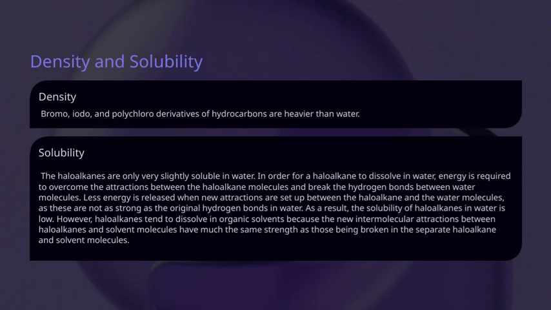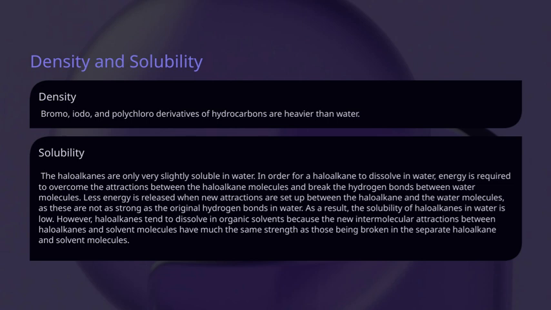Now, let's talk about the solubility of haloalkanes in water. They are only very slightly soluble, meaning only a small amount can dissolve. To understand why, we need to consider the energy involved. When a haloalkane tries to dissolve, energy is needed to break the attractions between its molecules and to overcome the hydrogen bonds between water molecules. Because these hydrogen bonds are quite strong, it takes a good amount of energy to break them.